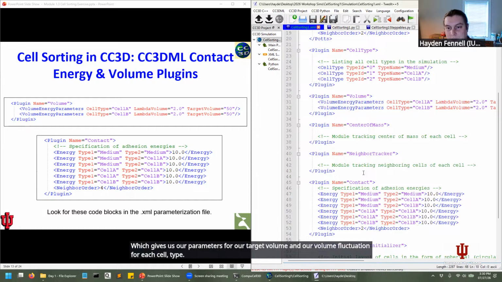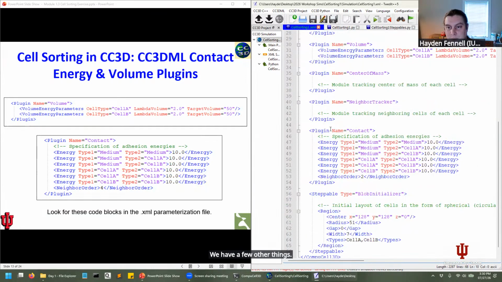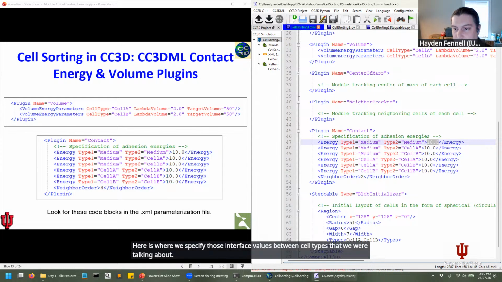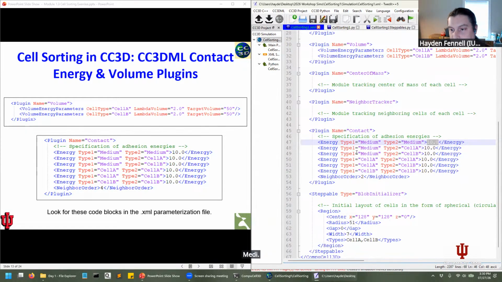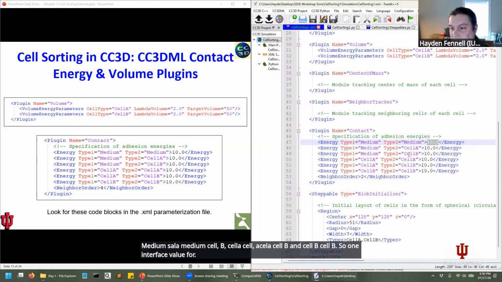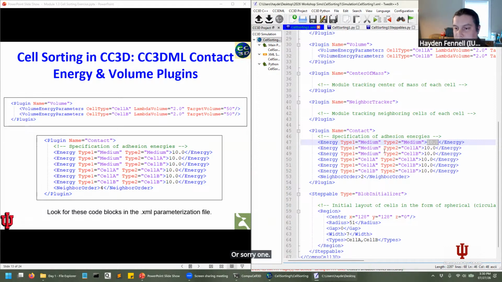We have a few other things, and then we have our contact plugin. Here is where we specify those interface values between cell types that we were talking about at the beginning. So you'll see here we have medium medium, medium CellA, medium CellB, CellA CellA, CellA CellB, and CellB CellB. So one value for each possible interface between the objects.